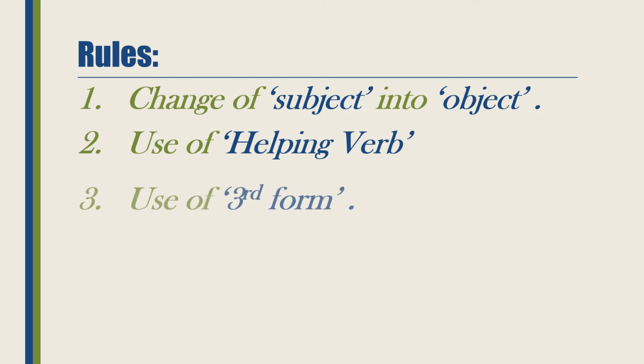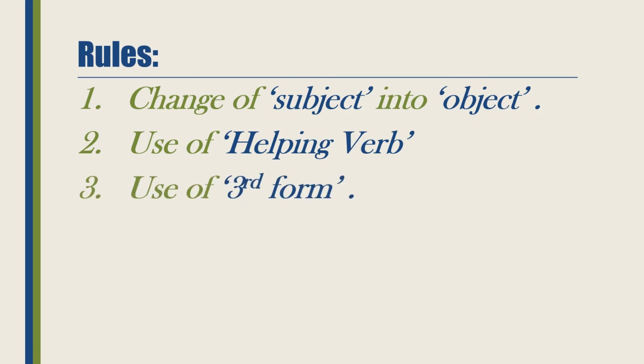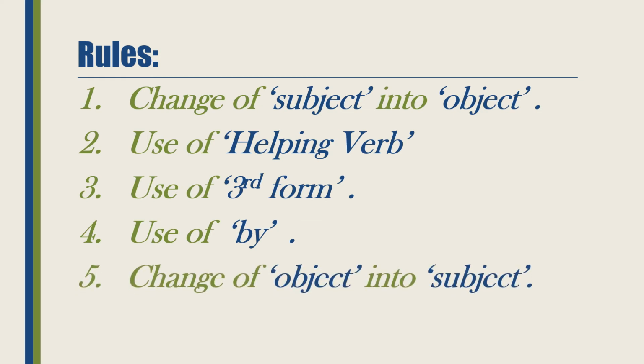Okay, the third one is use of third form. We have to use always third form in all passive voice tenses. As I have told you that the helping verb is different in all tenses, but the form of verb will be same in all tenses. We have to use third form of verb in all tenses. Then after the third form, we have to use by always. Then the fifth one is we have to change the place of object into subject.